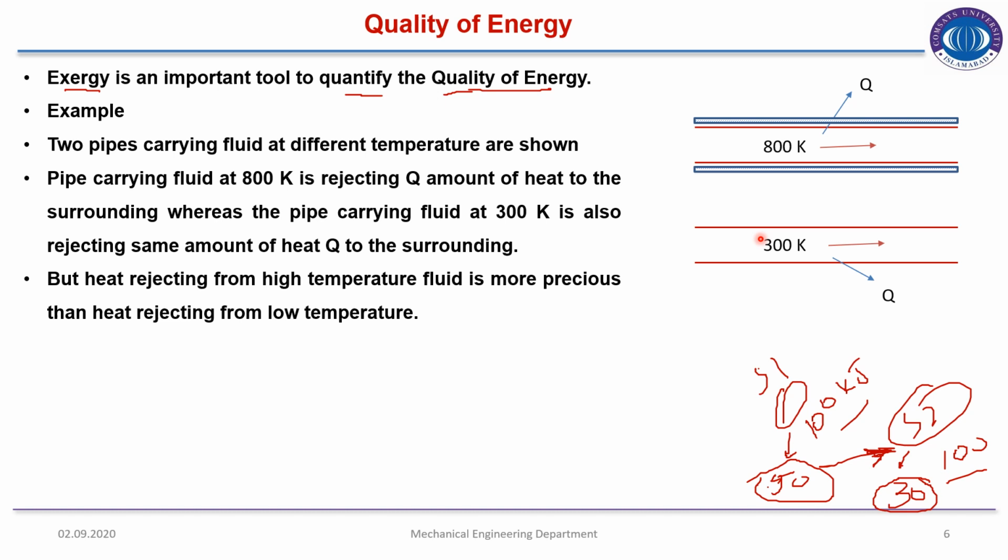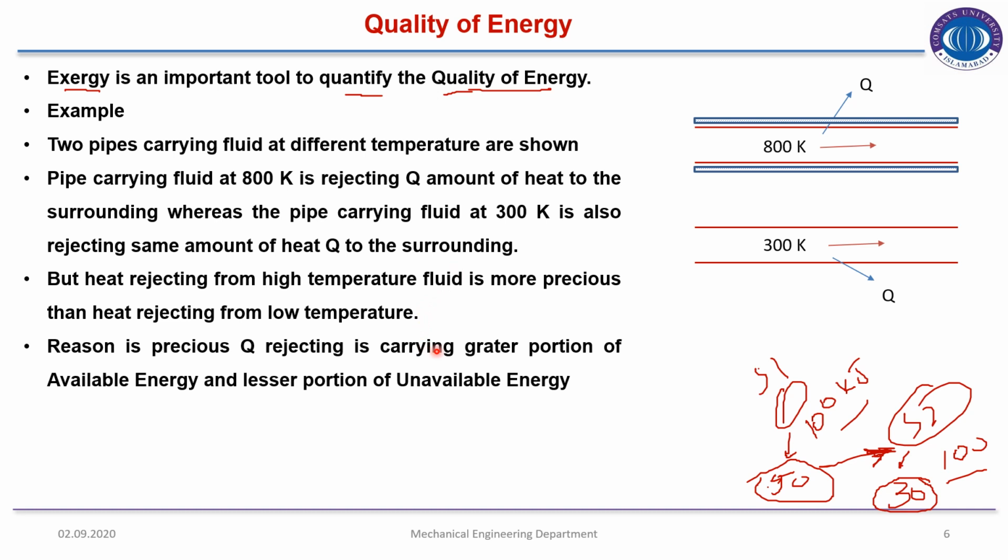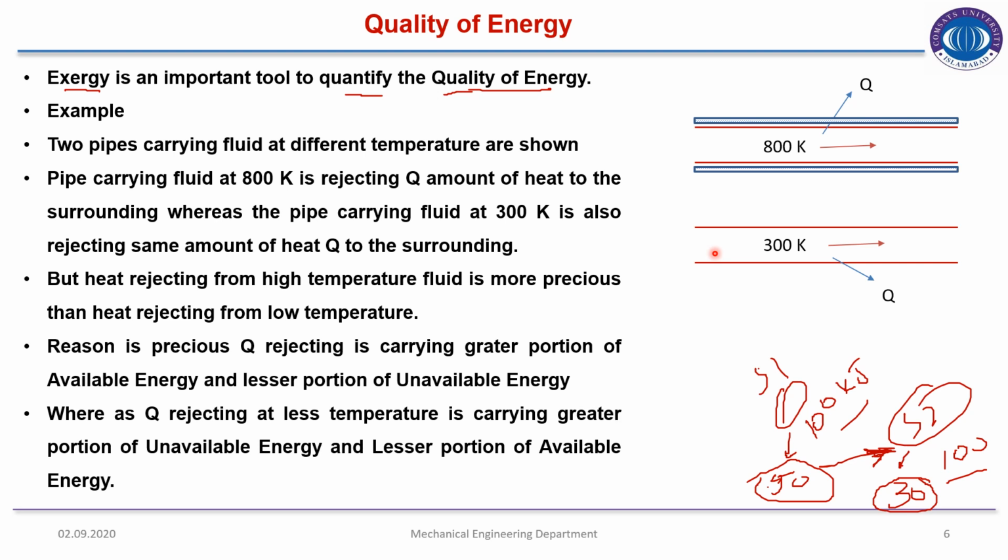So now it is our responsibility to provide resistance, so that the process becomes ideally adiabatic, and we stop that amount of heat from being rejected out of the 800 Kelvin pipe. Here it is written that the heat is precious.